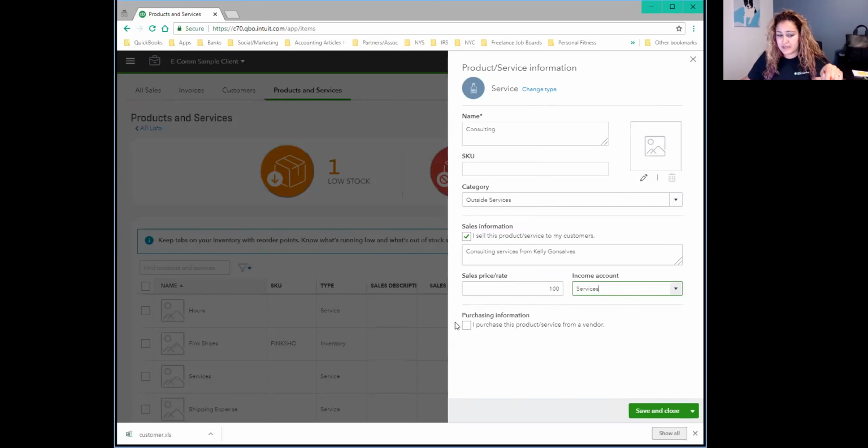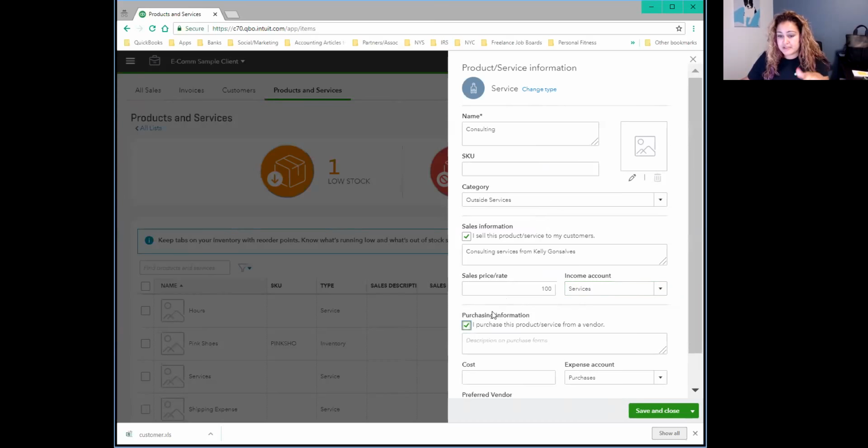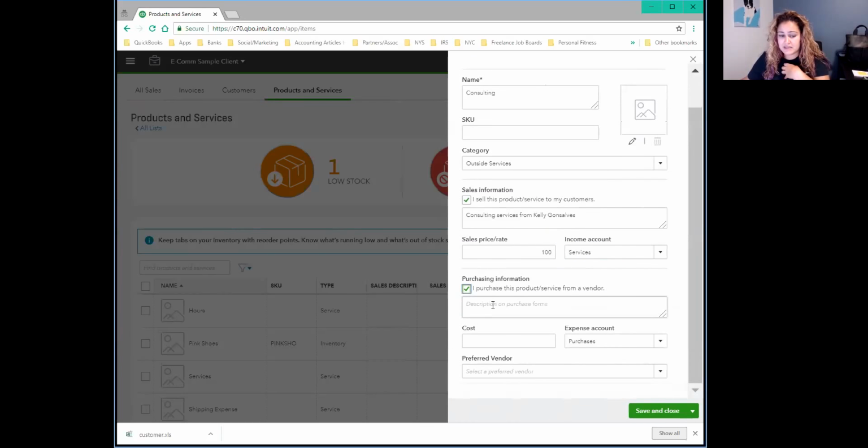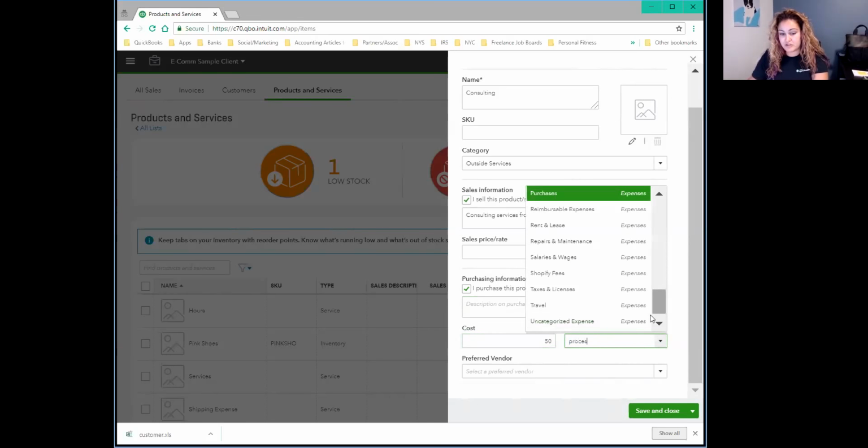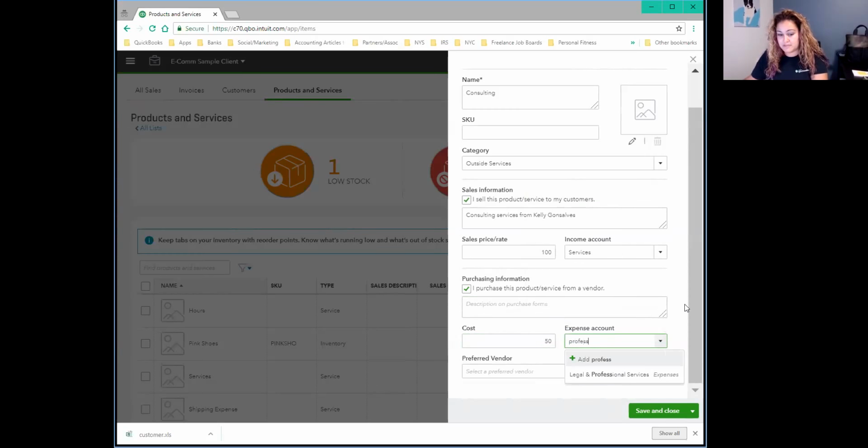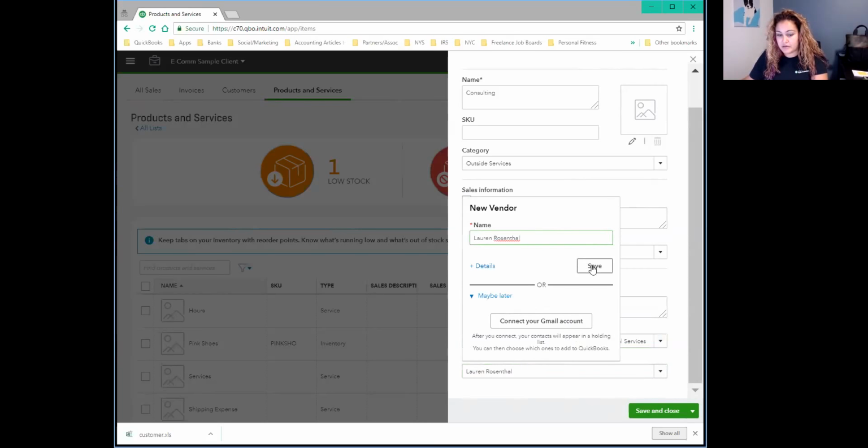What this lets you do is a double-sided entry. If you want to say, yes, I do purchase this from somebody else, so let's say in this case, I had to pay Lauren for this service. I could say the cost from Lauren is $50. And then I'm going to put this into professional services, because I'm asking her to speak. And then Lauren Rosenthal is my vendor. So I've added her as a vendor.